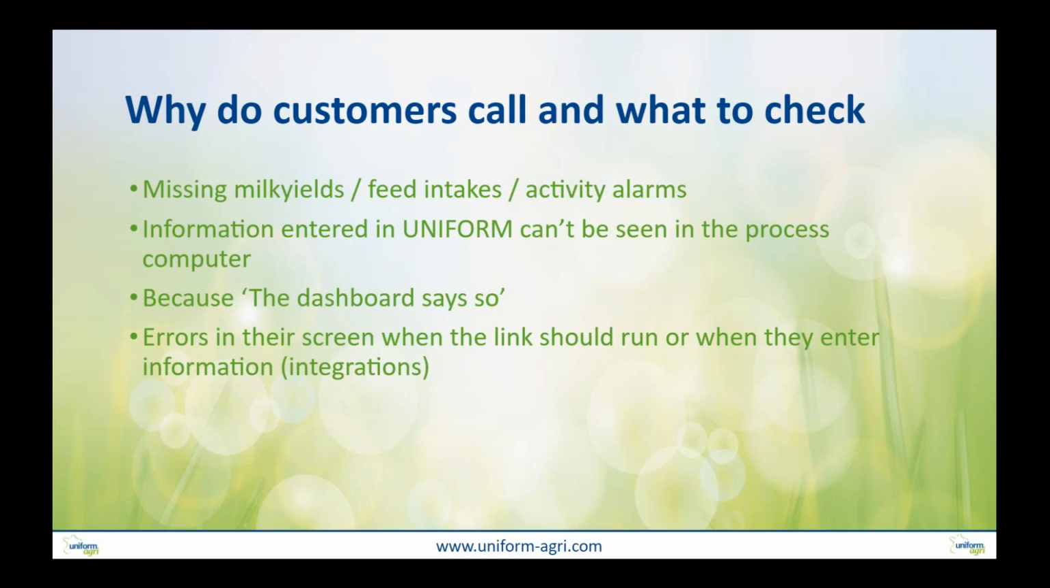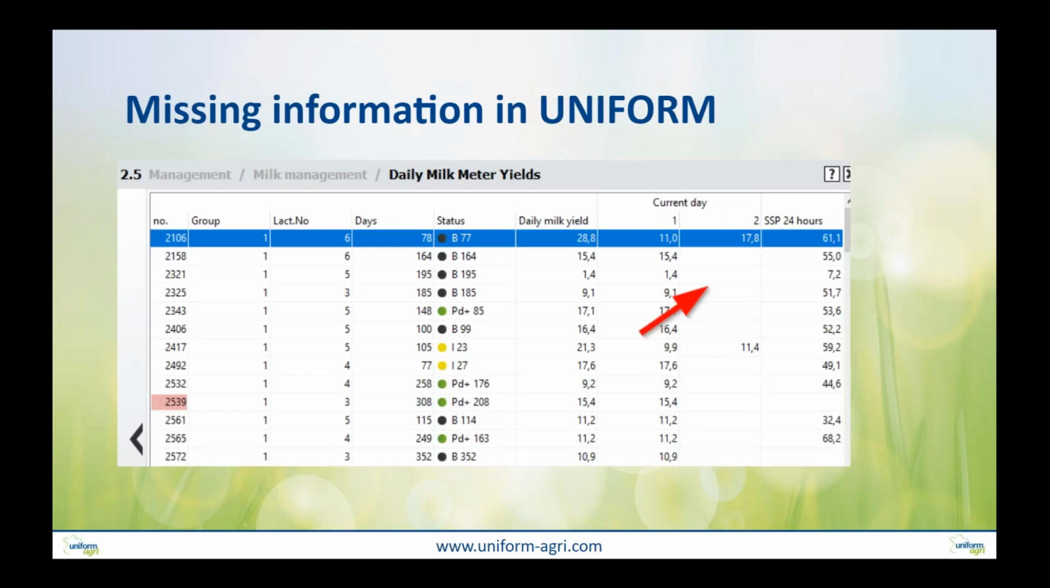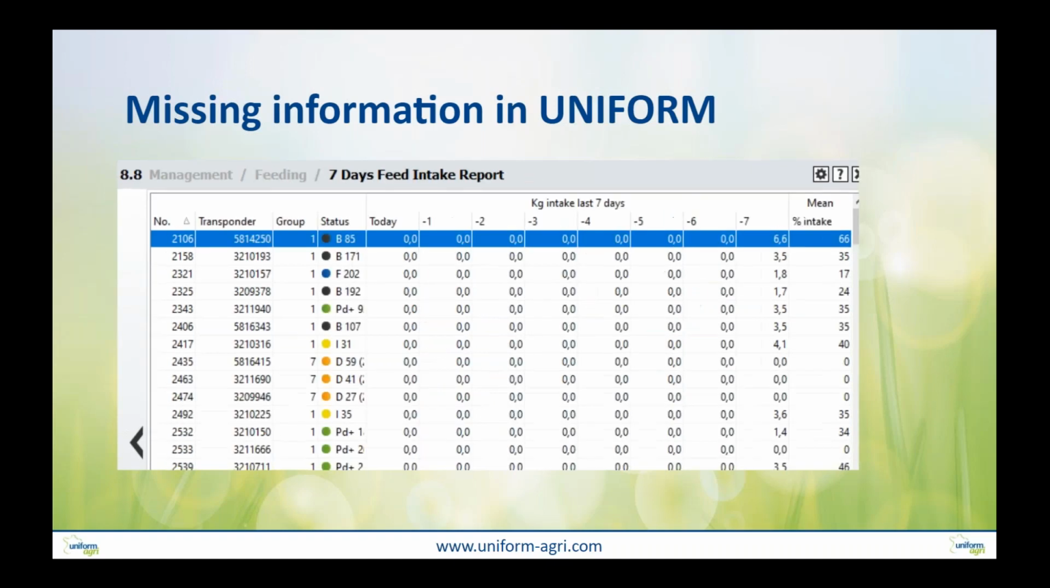So there can be all kinds of errors and reasons why people call us. To elaborate on that, this is a really simple example, of course. There's the milk management, daily milk meter yields. I suppose everyone knows that overview. They'll say, okay, I've been milking 2 times today, but only for a few cows I have milk yields here. So what happens to the rest? That's quite an easy example, of course, of why they might call you or us.